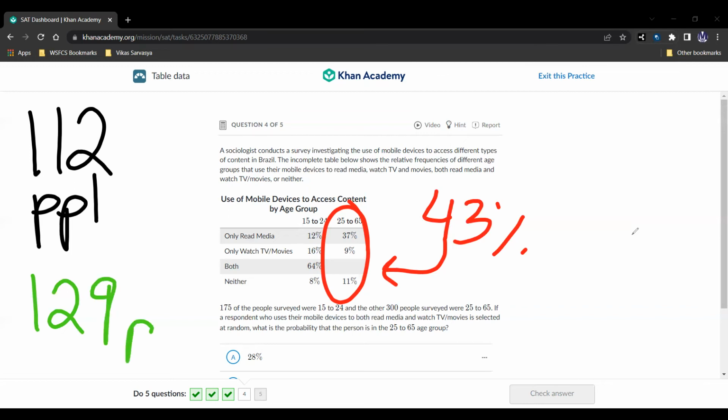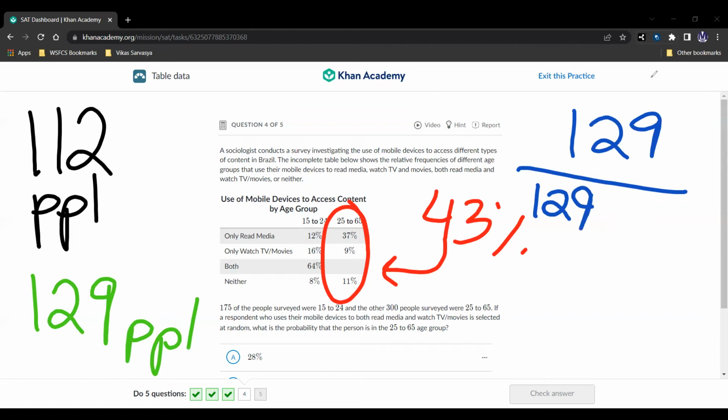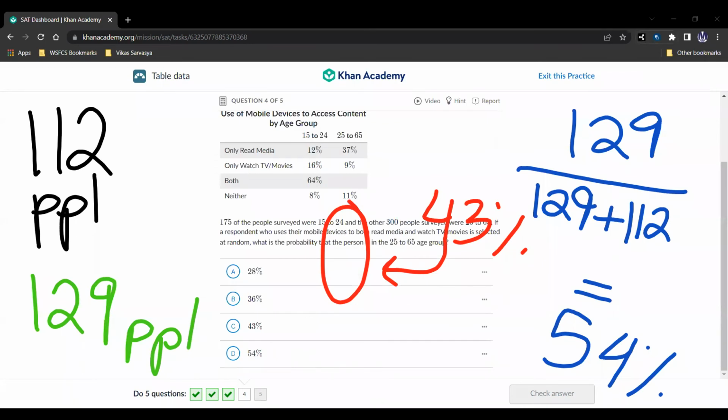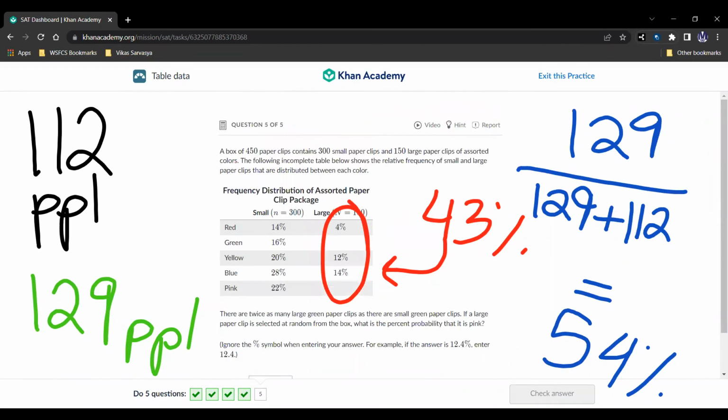129 people. The probability is then going to be 129 over 129 plus 112, which we can find, using our calculator, to be 0.54 or 54%. Looking at our answer choices, that is choice D, and we can move on to the next question.